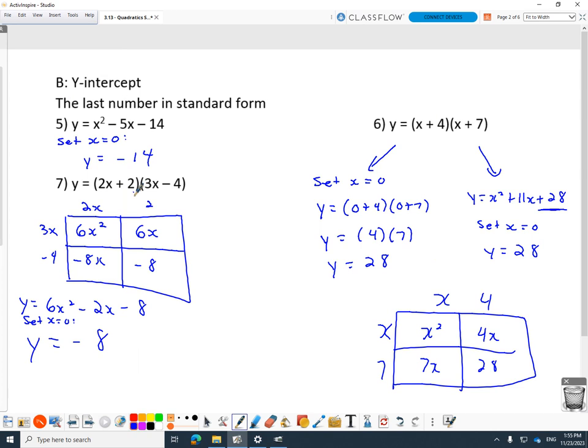You might just look right there and go, oh, it's -8. Good little shortcut. Okay? I don't want everybody addicted to shortcuts, though. Shortcuts run together in your mind, and then you forget them when you need it on the test. Okay?